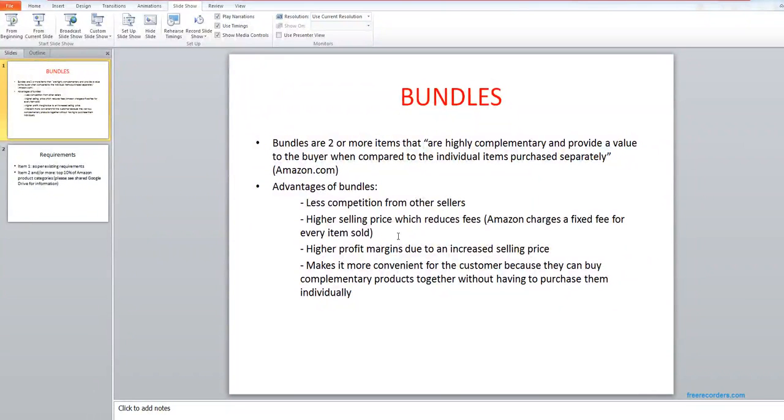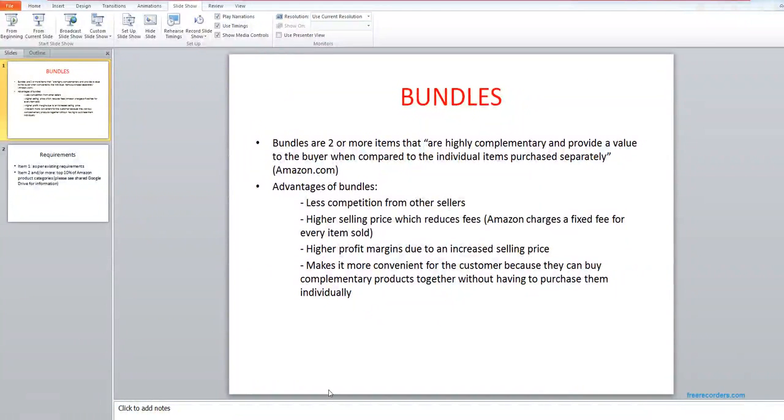Okay, second advantage of bundles is that it's a higher selling price, which reduces the fees that Amazon take. So whenever I sell an item on Amazon, they charge a fixed fee. They charge about $1, maybe depending on the weight. If it's a heavy item, they'll charge a bit more, but it's at least minimum $1 per item.